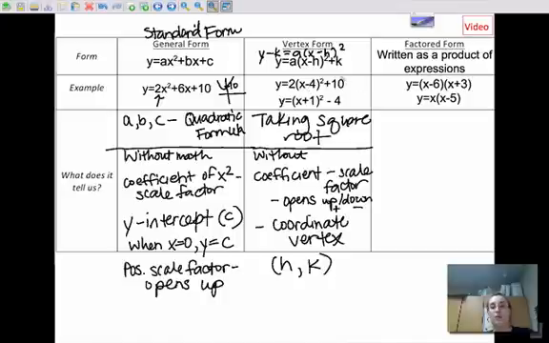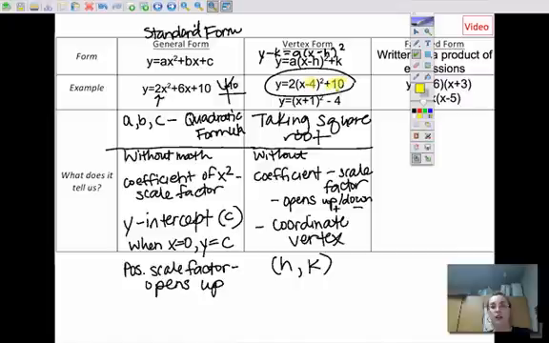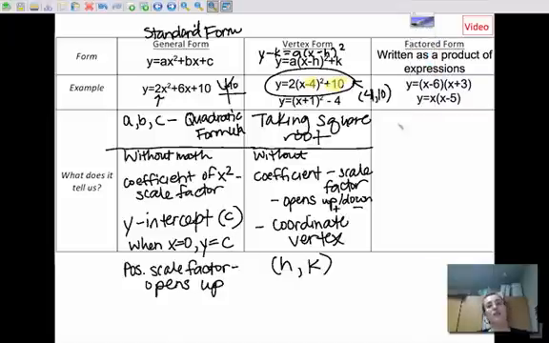So like in this case, when I look at this first equation here, minus 4 and plus 10 tells me that the vertex is at 4, 10. Okay? That's really all that we can tell from this equation.